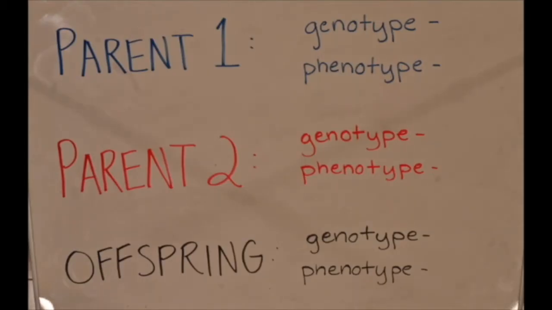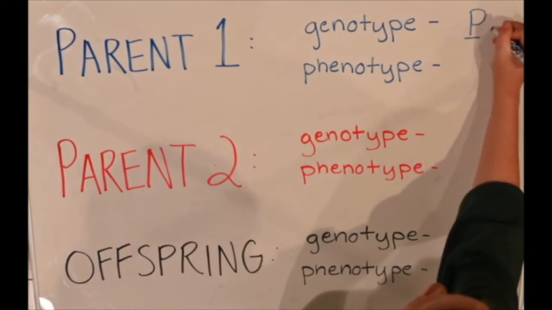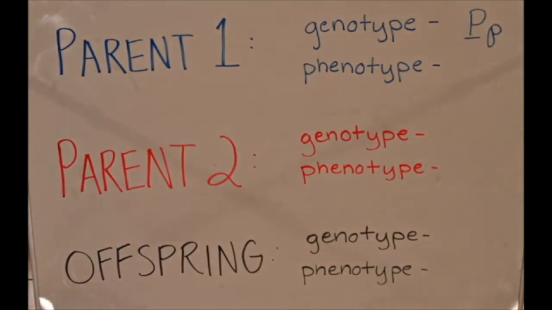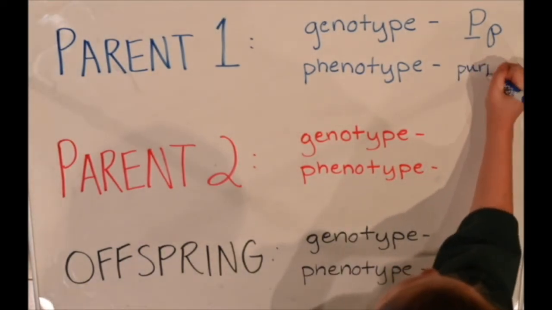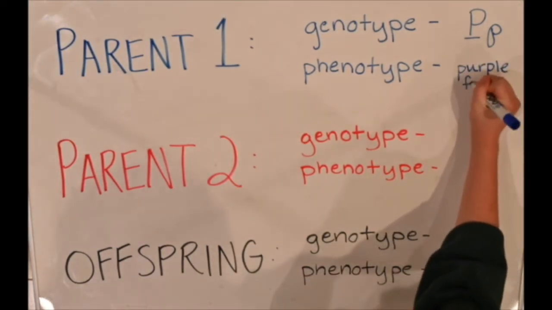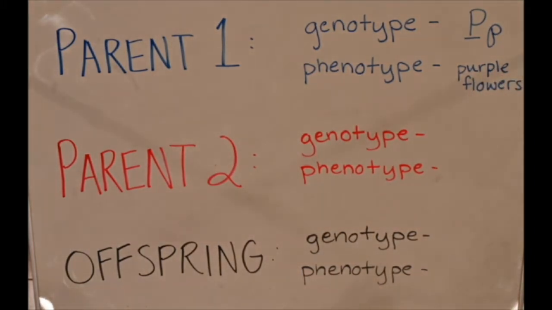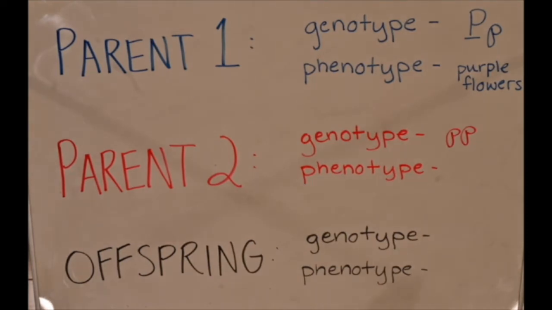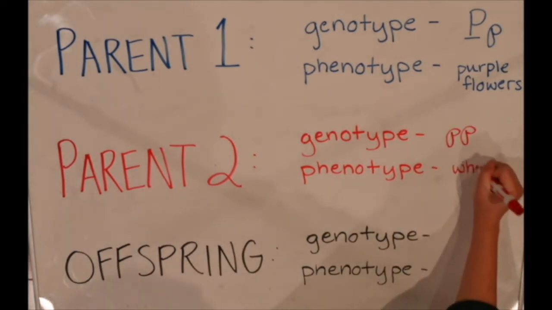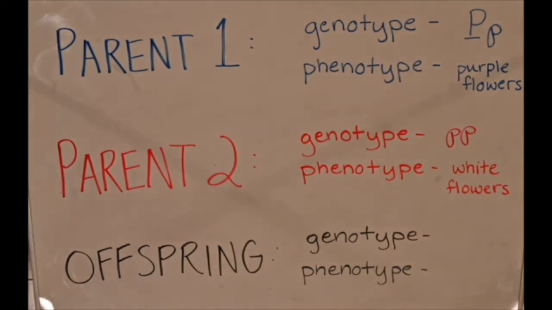Like I mentioned before, we need to know the genotypes of each of the parents in order to do the Punnett square. So for parent 1, in this example, we've got a heterozygous genotype, and since we know the details about dominant and recessive alleles for this trait, we know that a heterozygous genotype will code for purple flowers in the phenotype. Parent 2 has a homozygous recessive genotype, which means that its phenotype must be white flowers because we've got those 2 recessive alleles and no dominant alleles to mask anything.